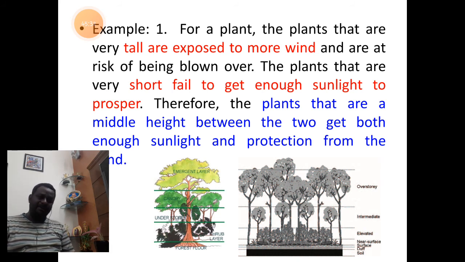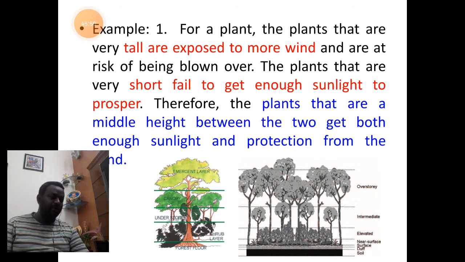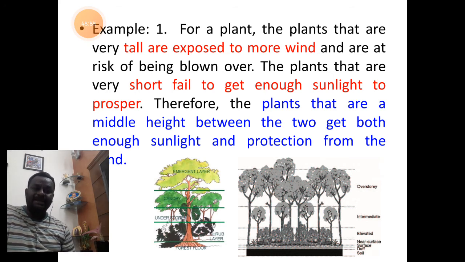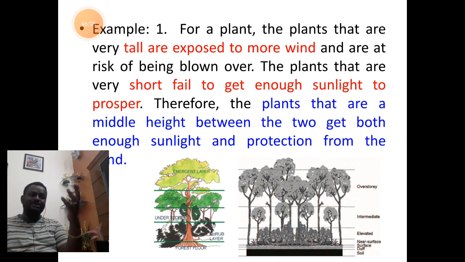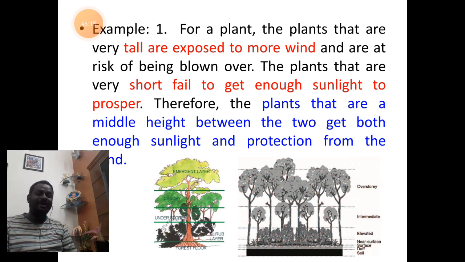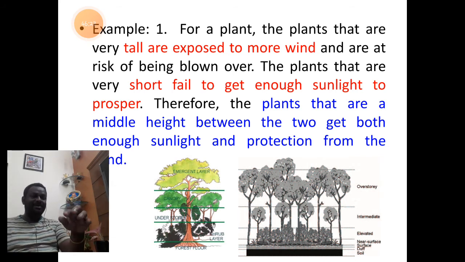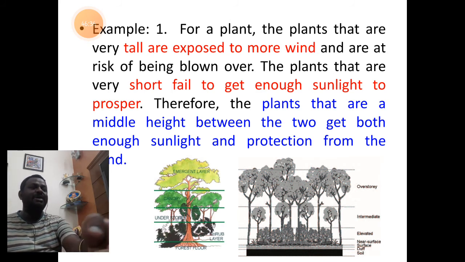An example for stabilizing selection is related to plants. Plants with three varieties in a forest area. One is extremely tall, the other is extremely dwarf, and the middle one is of average or intermediate height. Tall plants are exposed to more wind, so the risk to survival is more because of the wind. Short plants die due to lesser availability of sunlight, but plants with intermediate height get sunlight and are also protected from the wind. So the intermediate ones are selected by nature. Down in the picture you can find a canopy having tall plants, intermediate plants, and short trees. Intermediates are selected much by nature.